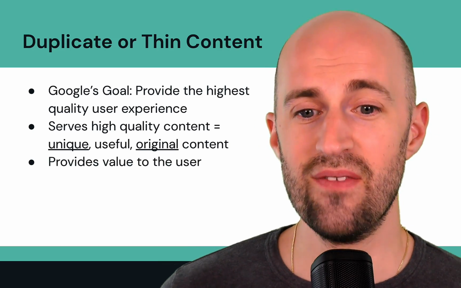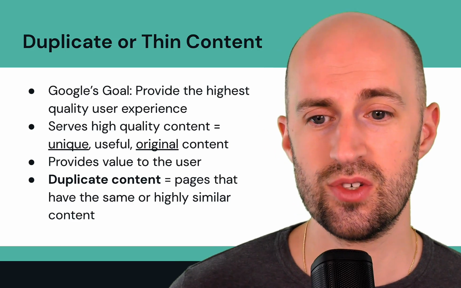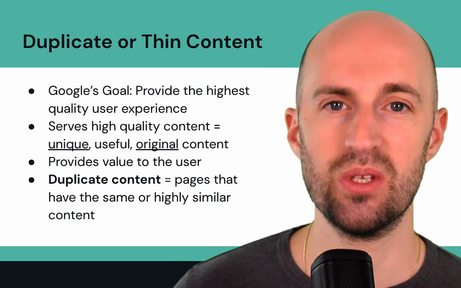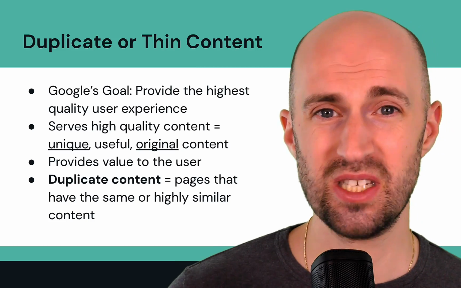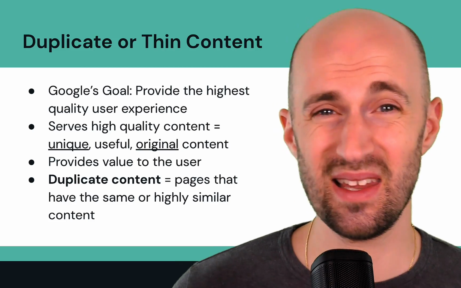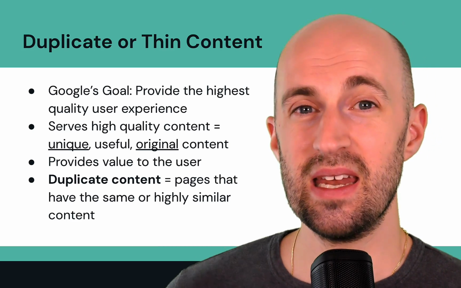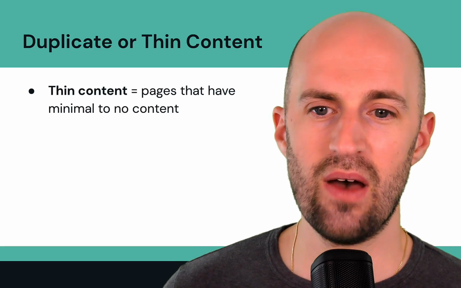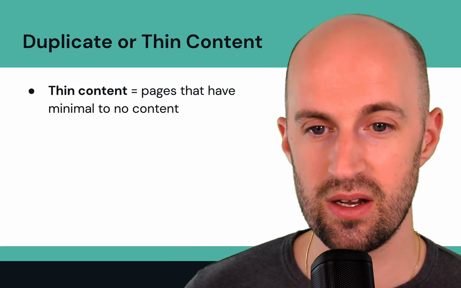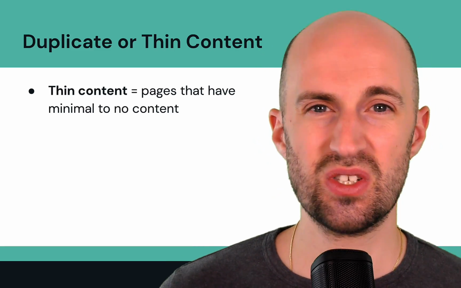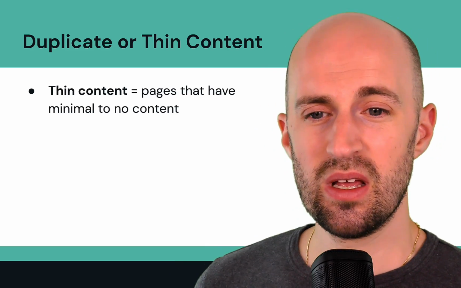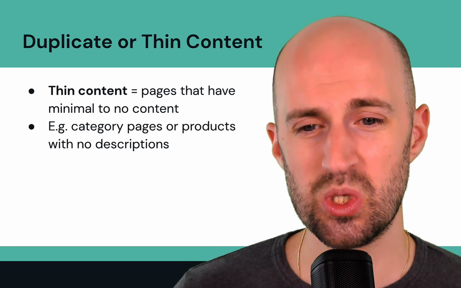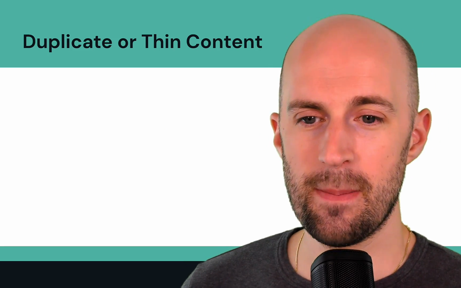So you want to provide value to the user. Duplicate content are pages that have exactly the same or highly similar content. It might be a page that talks about the same topic but in a slightly different way, but doesn't really add any additional value to the user. Whereas thin content are pages that have minimal to no content on there. It's either blank or maybe just a line or two that doesn't really say much. For example, category pages or products that have no descriptions on them, that's thin content.